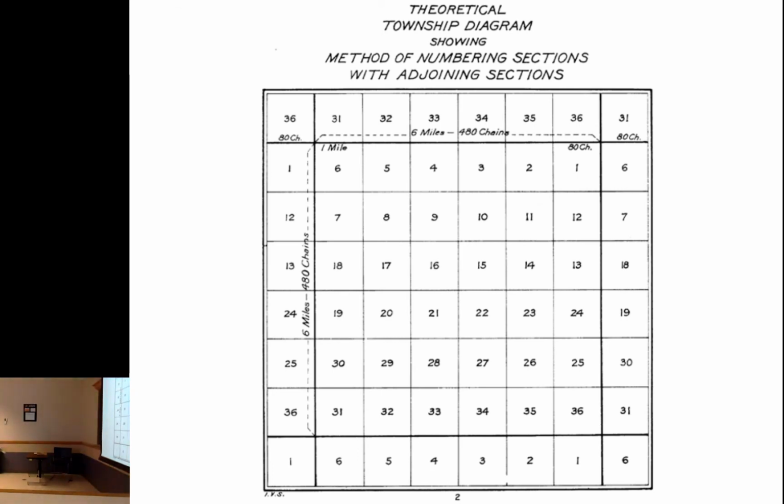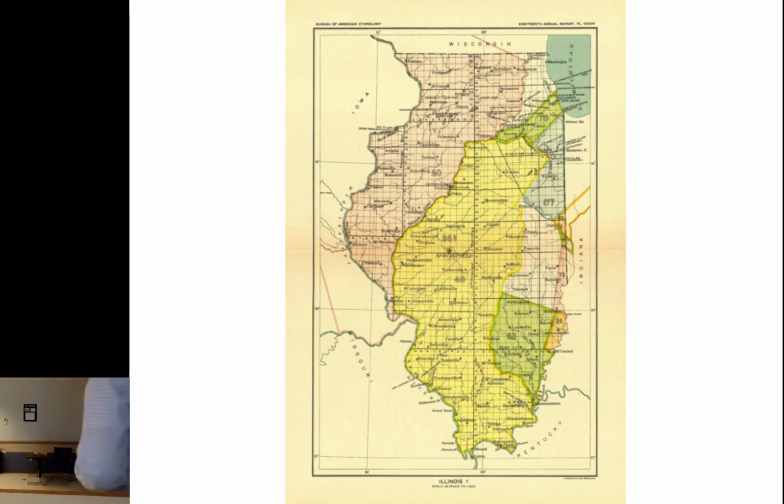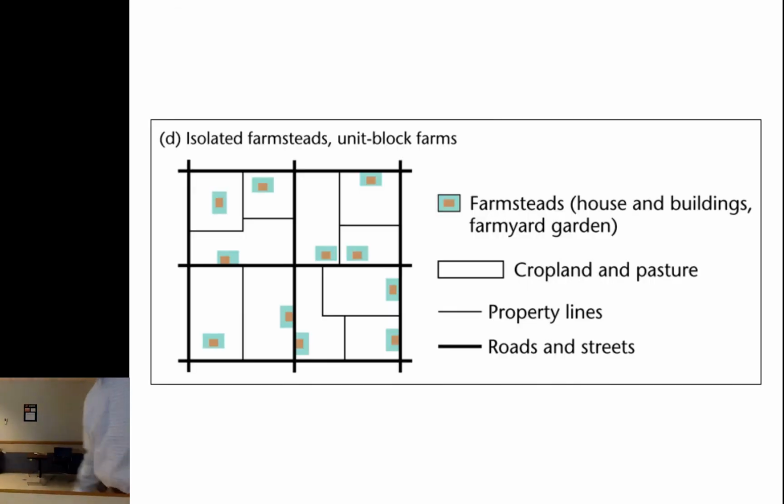Here's another, an actual example from a township somewhere in the United States. 6 miles or 480 chains by another 480 chains. Here's the example from Illinois. Illinois received a number of different surveys. Each one of them still fit within the public land survey system, but we've got a number of different sections of townships. I just thought it was a pretty colorful map.